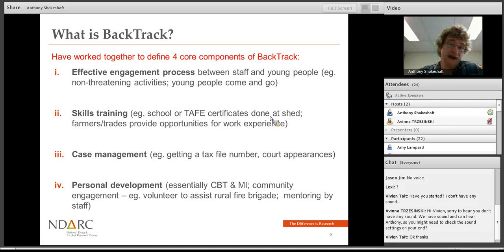You could use music, you could use art, whatever you like. So sport. The argument is that it's not the specific activity that's important, but it is important to have an effective engagement process. And then that's the same for the skills training. It's really important that the young people get some, because most of them have dropped out of school, so they've got to get some access to skills training. But what that looks like and how that works will be different in every community, and then the same for the others. So here's what it looks like.